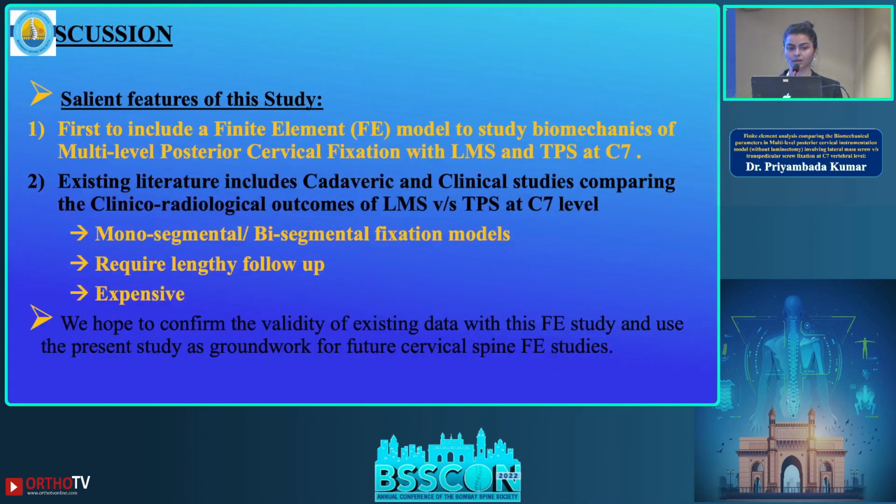Ours is the first study to include finite element models to study biomechanics of multi-level posterior cervical fixation with lateral mass screws and transpedicular screws at C7. Existing literature includes cadaveric and clinical studies to compare the clinico-radiological outcomes of lateral mass screws versus transpedicular screws at the C7 level. However, these studies have primarily employed monosegmental or bisegmental fixation models. Clinical studies require a lengthy follow-up to prove their validity, and conducting cadaveric studies in our milieu is an expensive affair. We hope to confirm the validity of existing data with this finite element study and use the present study as groundwork for future research.